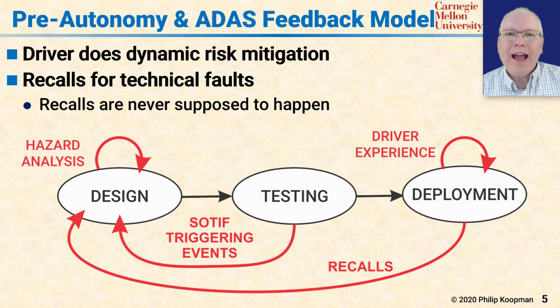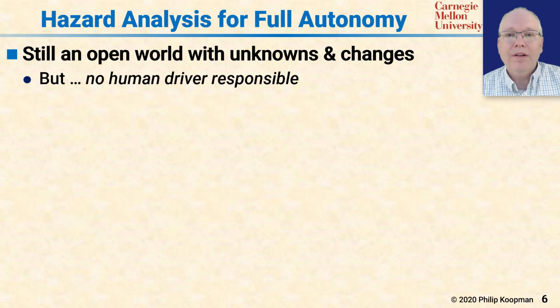And the question is, what happens when that driver goes out of the loop? There's no driver to monitor and mitigate the risks at deployment. And the answer is kind of subtle. You not only need a runtime mechanism, but you need to think hard about that recall arc and turn it into something more subtle and something less risky at runtime. So let's look at hazard analysis for full autonomy. You still have an open world with unknowns and changes, just as you did in ADAS, but now there's no human driver to take care of the loose ends.